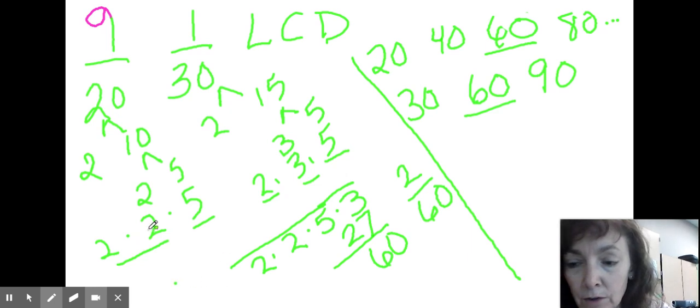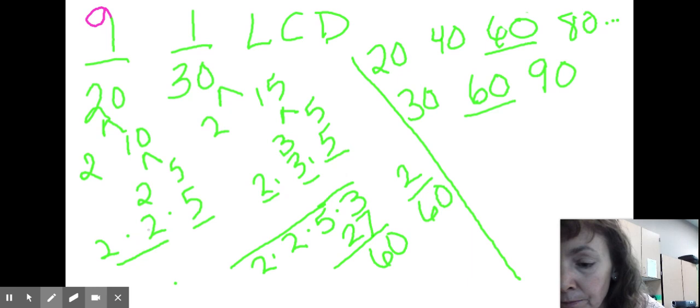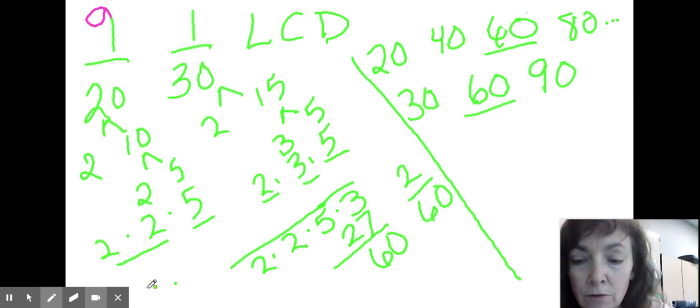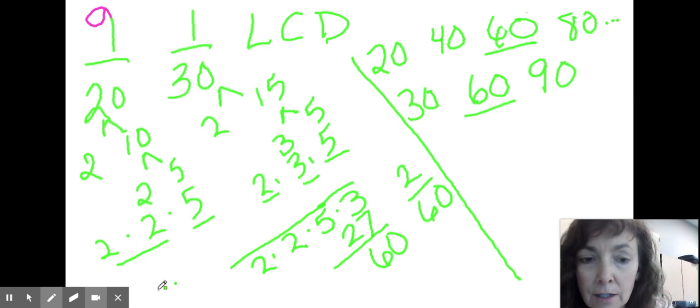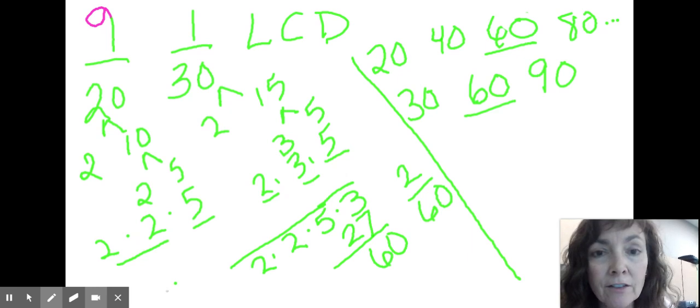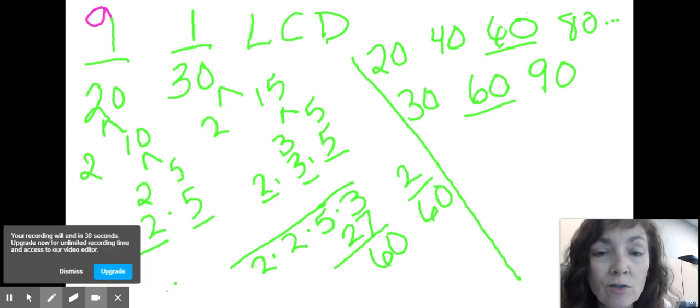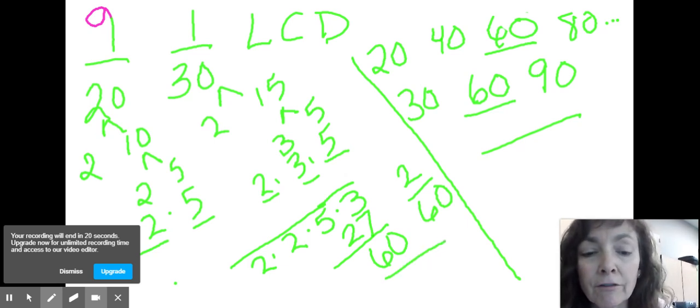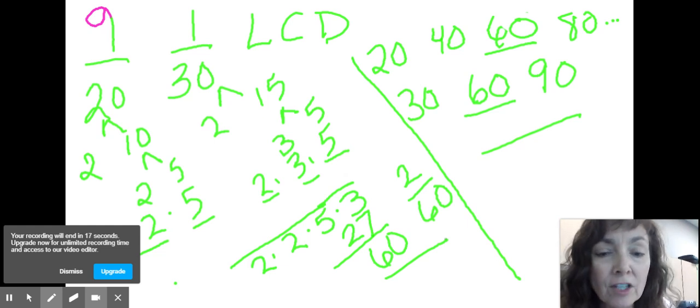Okay, so let me now show you where this goes. Can't really get this to move very easily. I think I'll make a second video and stick it on with this and show you the extension of this concept. In the meantime, you can use this technique of finding a common multiple, or you can use this technique of finding the factors that you have to have in your least common denominator.